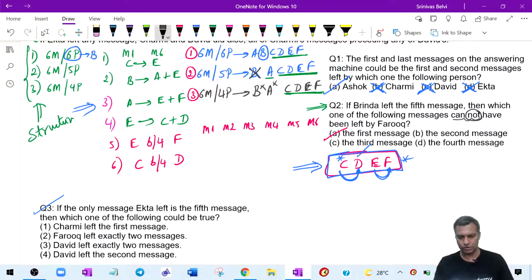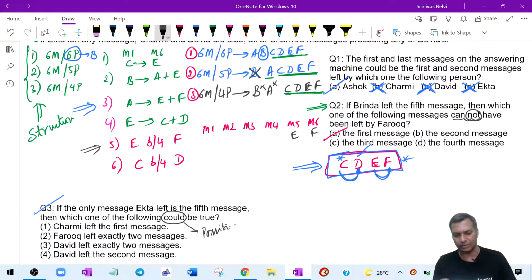Okay, let's do this. Now, which of the following could be true? Could means possibility. Could is just a possibility; there is no certainty. Don't try to arrange. If only message Ekta left was the fifth message, then the fifth message is by Ekta, and the sixth message will be by Farooq. Clear. That's it. Sixth message is going to be by Farooq, based on what?